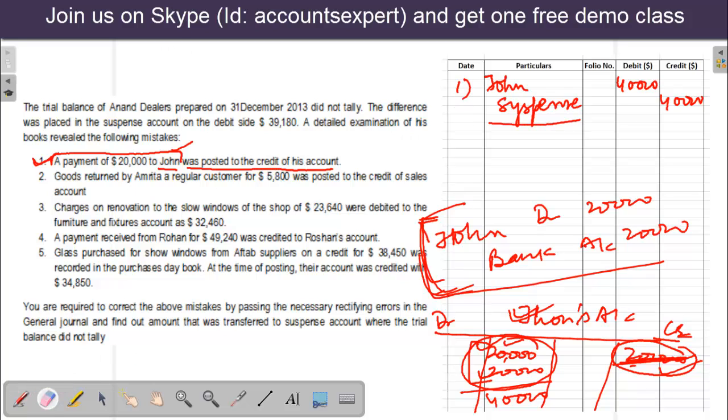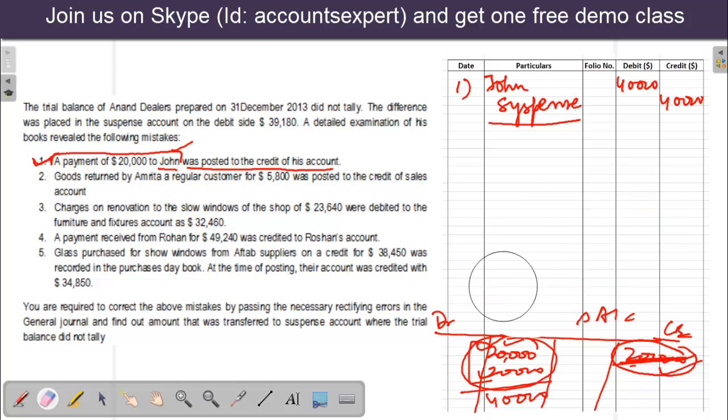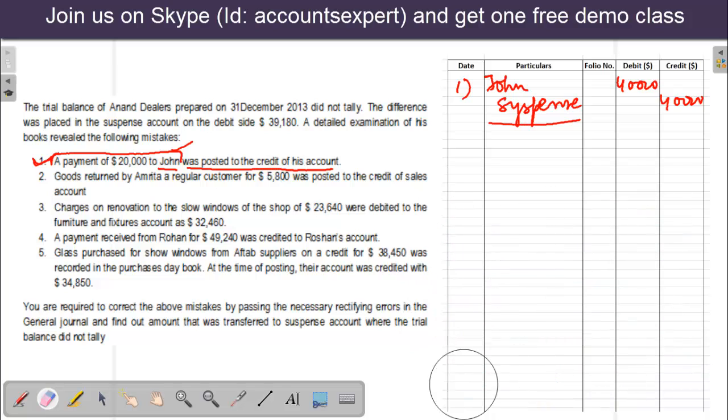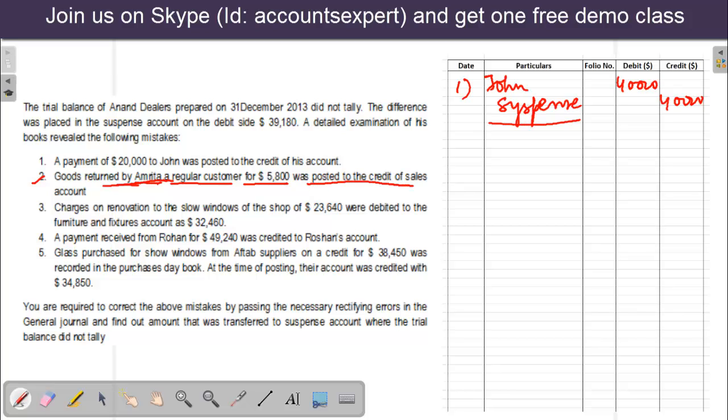Now second rectifying entry, read out. What is the second rectifying entry? Second error. Amrita, goods returned by Amrita, a regular customer. Amrita is our customer and she returned goods to us. Earlier we sold, and now goods returned by Amrita, for 5,800, was posted to the credit of sales account.